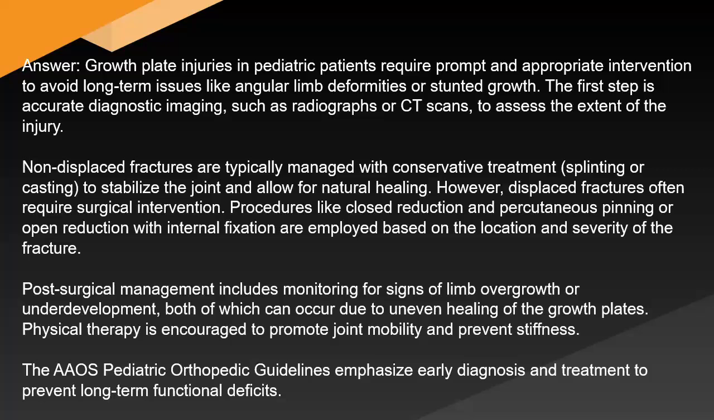Procedures like closed reduction and percutaneous pinning or open reduction with internal fixation are employed based on the location and severity of the fracture. Post-surgical management includes monitoring for signs of limb overgrowth or underdevelopment, both of which can occur due to uneven healing of the growth plates. Physical therapy is encouraged to promote joint mobility and prevent stiffness. The AAOS Pediatric Orthopedic Guidelines emphasize early diagnosis and treatment to prevent long-term functional deficits.